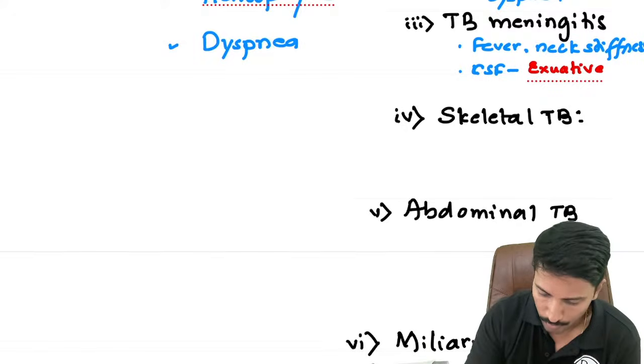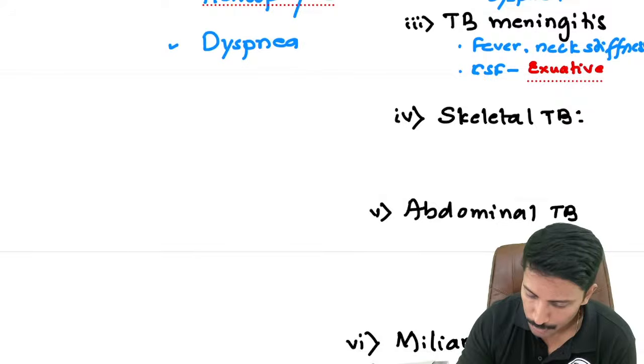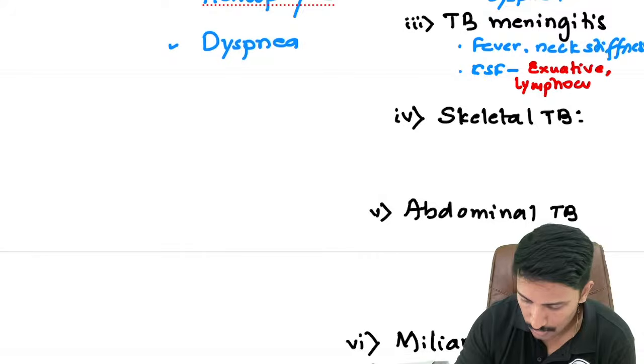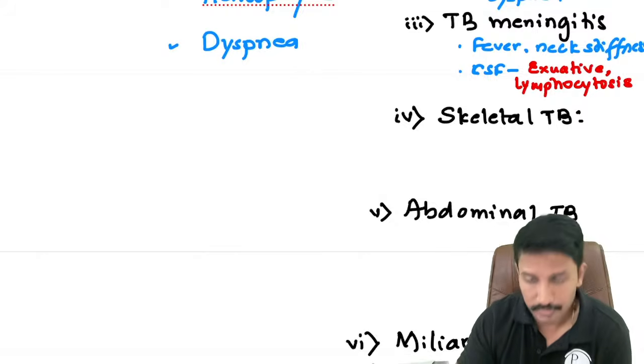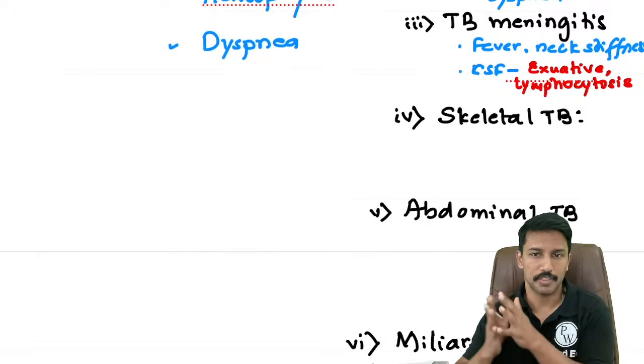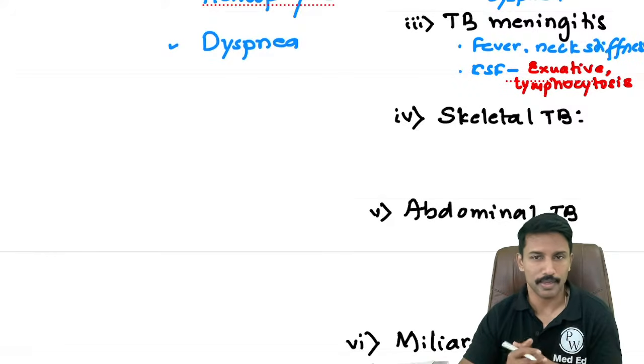Okay. Now, exudative CSF picture with lymphocytosis, so in the CSF, the lymphocytes will be significantly elevated in comparison to neutrophils. If it is pyogenic meningitis, it is neutrophilic predominance.